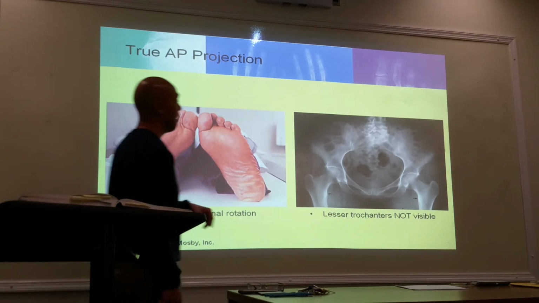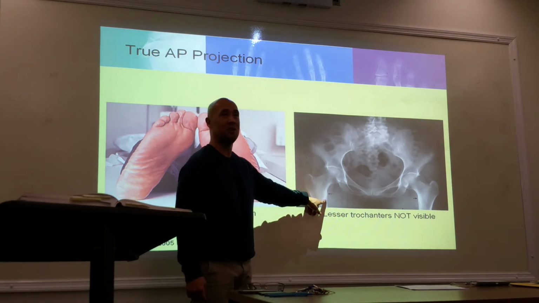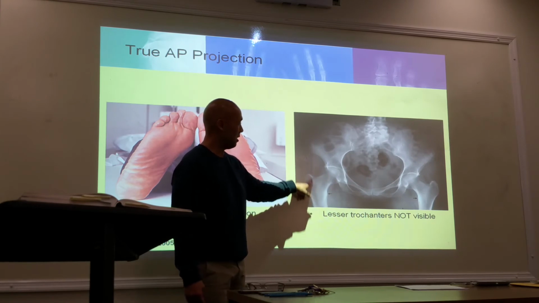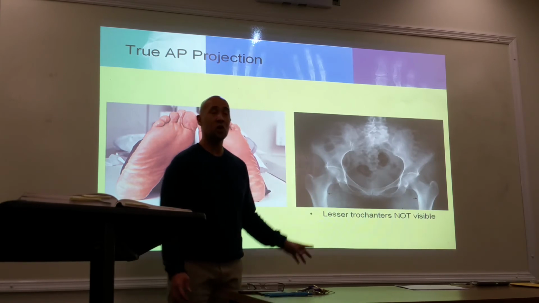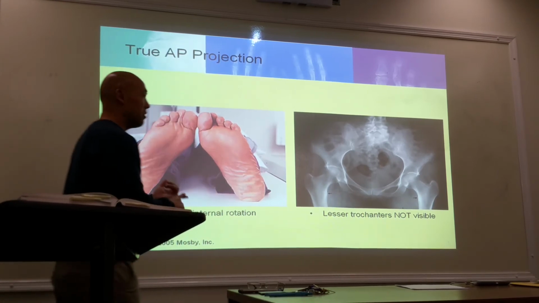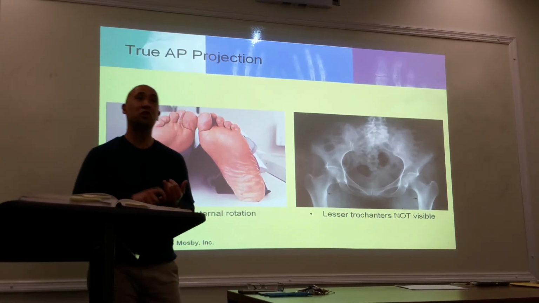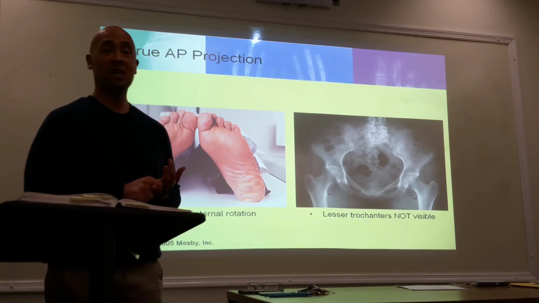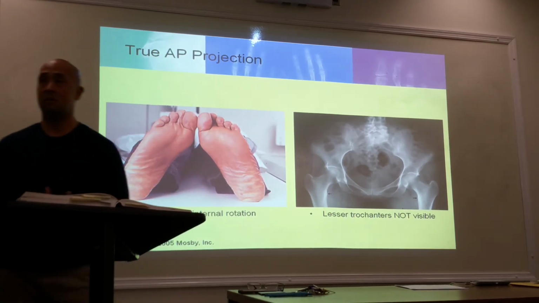But also look what happens. What happens to the lesser trochanter? It's almost gone. Disappears, right? But what's in true profile as well? The greater trochanter. So when the foot is internally rotated 15 to 20 degrees, it puts the neck in profile, it puts the greater trochanter in profile, and no longer can we see the lesser trochanter.